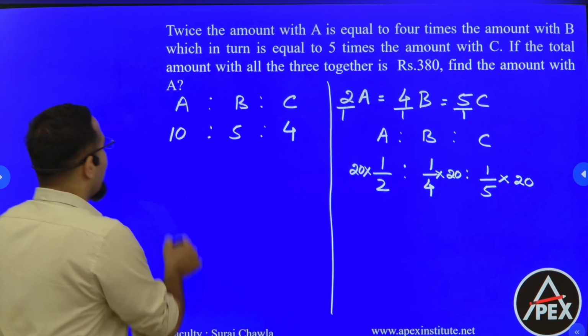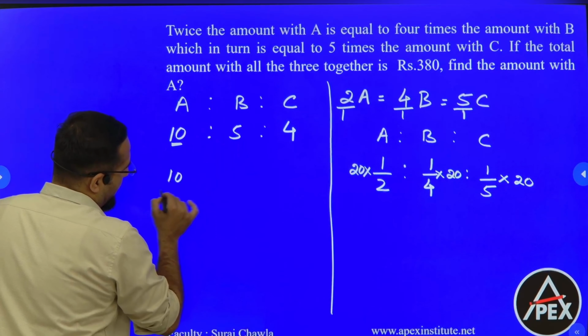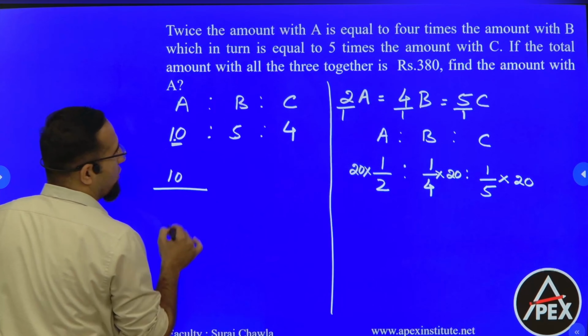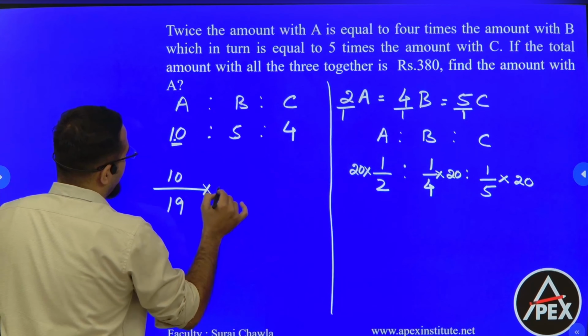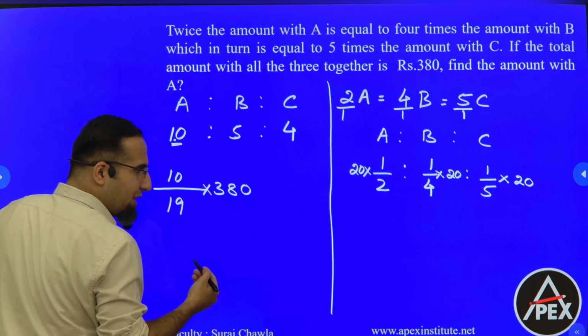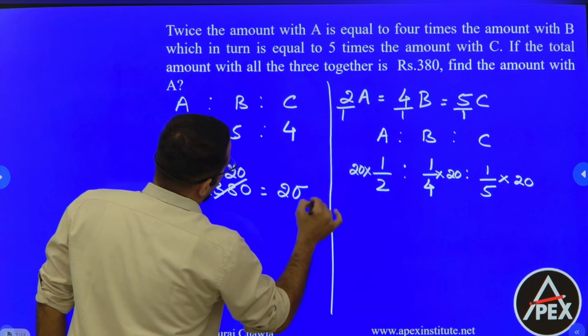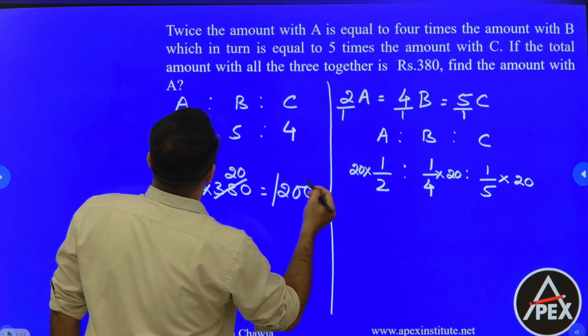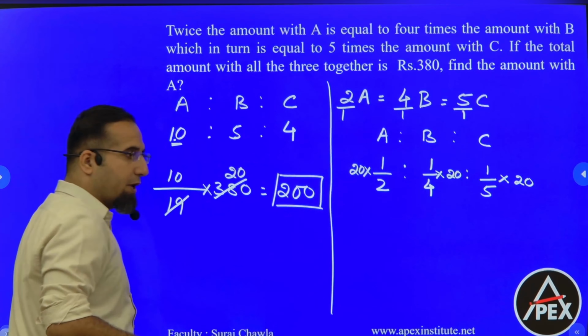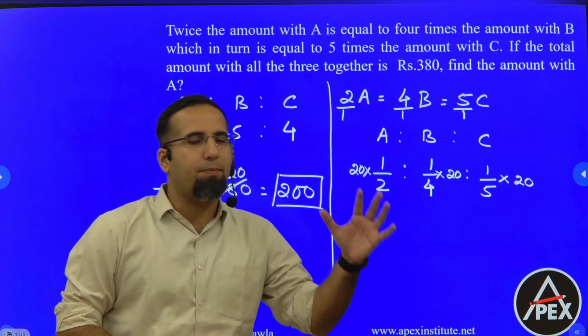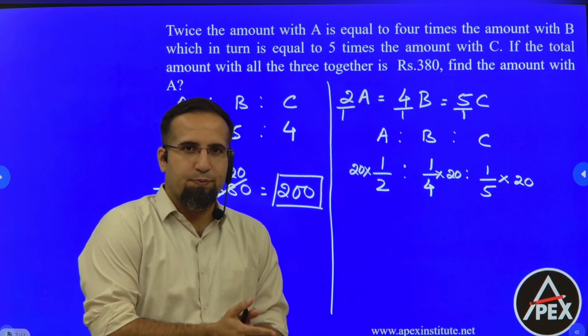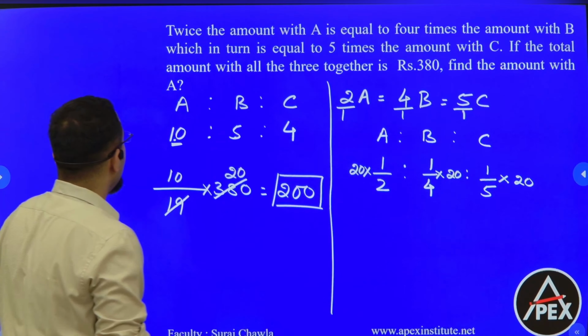ठीक है? तो A का value क्या हो जाएगा 10 divided by 10 plus 5 plus 4, which is 19, into 380. So I should know that 19 20s is 380. So therefore the total amount with A here becomes 200, and that becomes our final answer. Clear guys? Let's move to the next question here.